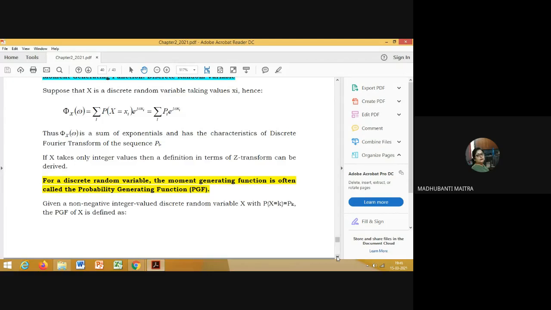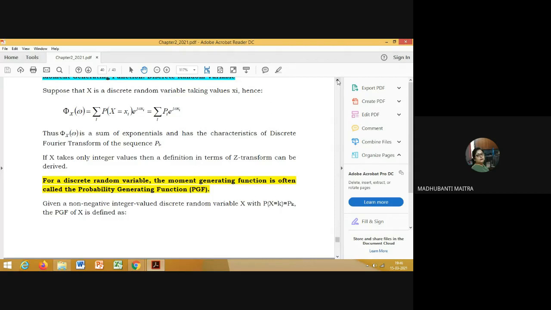Can you repeat this part, ma'am? I'm not discussing discrete random variables as such. I'm discussing the probability generating function, or moment generating function, for discrete random variables. Okay, let's start from this characteristic function. We are familiar with the characteristic function by this time, right?